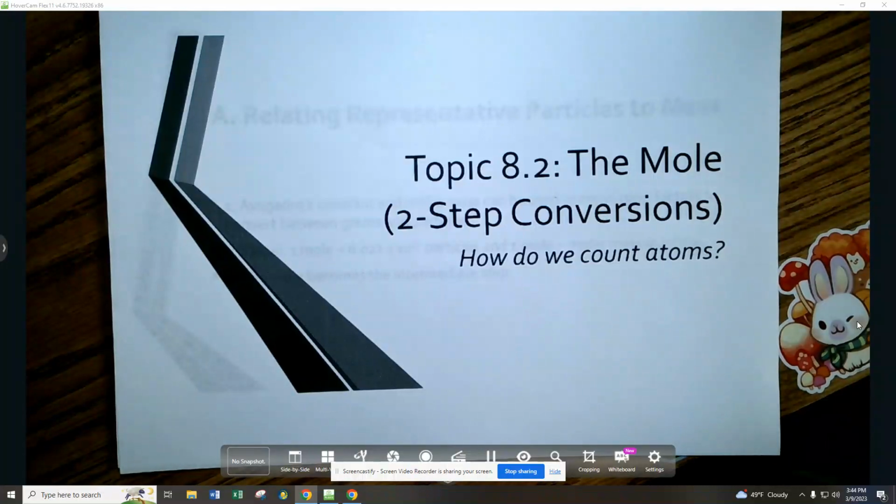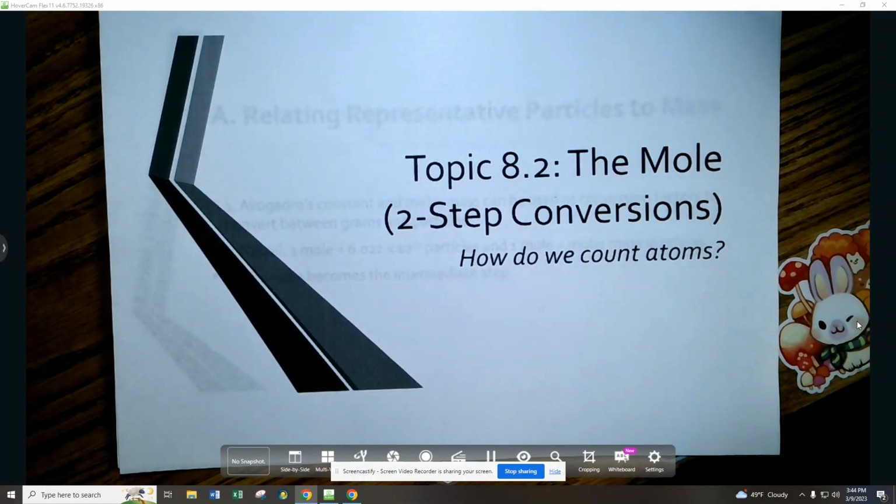All right, so for this lesson, this is topic 8.2. We are going to build off of what we began on the prior lesson with our introduction to Avogadro's constant, how we work with Avogadro's constant, and how we work with molar mass. And today we're going to work on connecting the two topics.